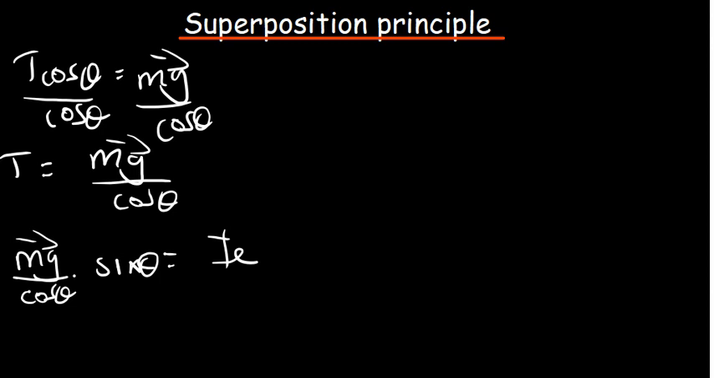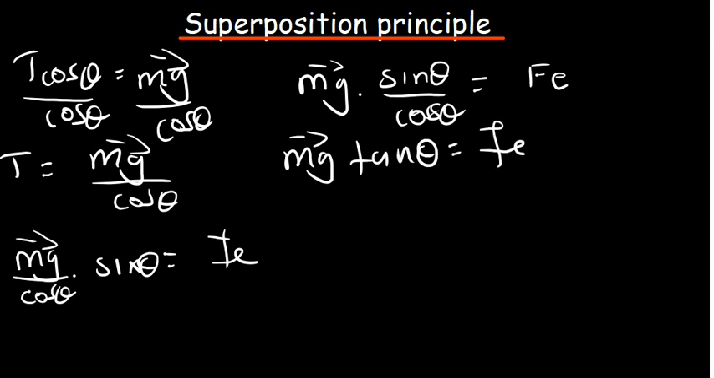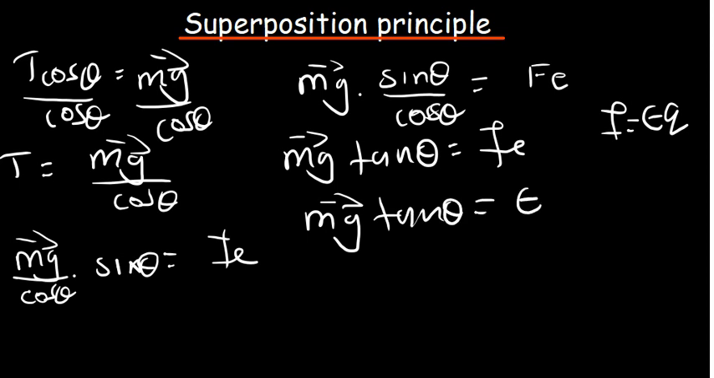Then the next thing I'm supposed to do is isolate mg, then I say sin theta over cos theta is equal to the electric force. Now sine over cos is tan, so I'm going to have mg times tan theta is equal to the electric force. Now we also know that electric force is equal to electric field times electric charge. So I can replace this with electric field times electric charge.